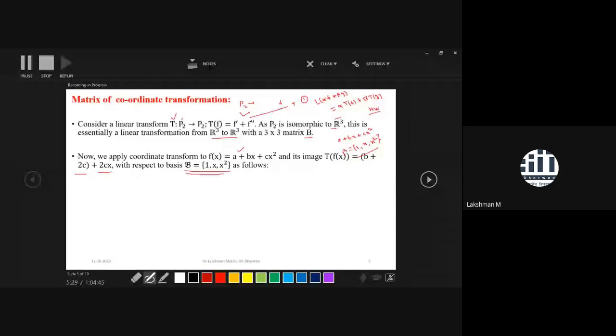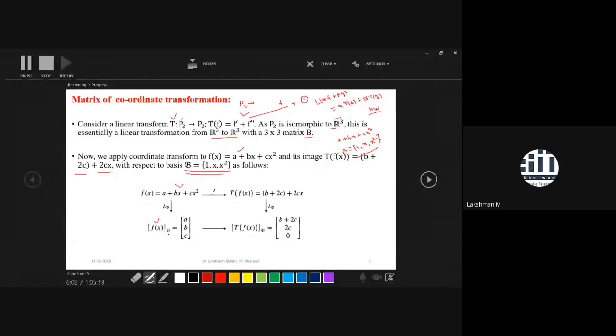Okay, so we will find the coordinates of the element from the domain first. These are the elements from the domain. With respect to this basis, what is the coordinate? The coordinate of this polynomial would be a, b, c. Why? a is the coefficient of 1, b is the coefficient of x, and c is the coefficient of x square. So collecting coefficients and putting them in order, we get the coordinate of the given polynomial f with respect to basis beta.